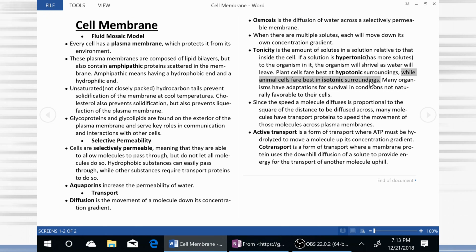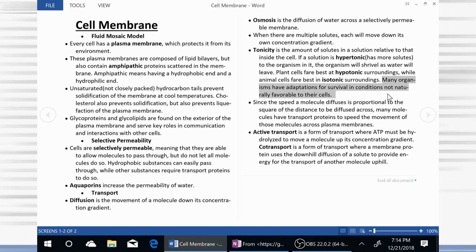However, animal cells fare best in isotonic solutions. In isotonic solutions, that means that the concentration of solutes outside of the cell and the concentration inside the cell would be the exact same. Now this is a really strict constraint. So many organisms have developed adaptations for survival in conditions that aren't favorable to those cells.